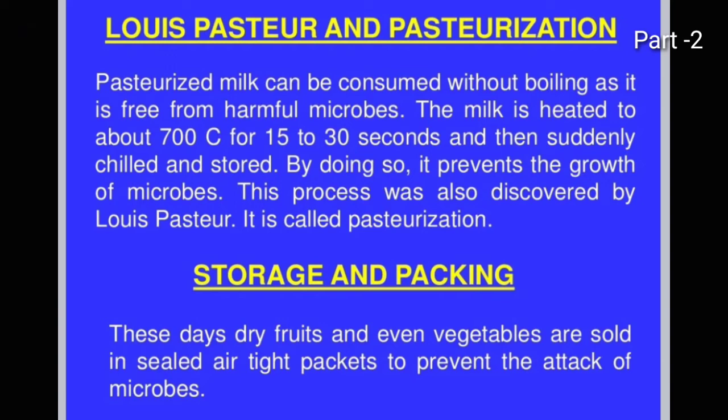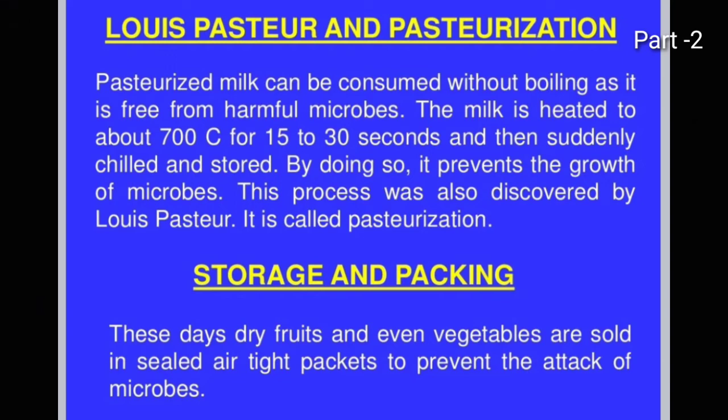How is storage and packing done now? These days dry fruits and even vegetables are sold in sealed airtight packets. Why? Because by doing so it prevents the attack of microbes on it. So after we have produced the pasteurized milk or other items, we have to do storage and packing of the materials also, because after storage and packing, the microbes will not be able to attack it.